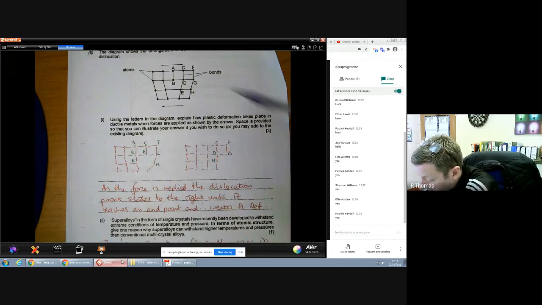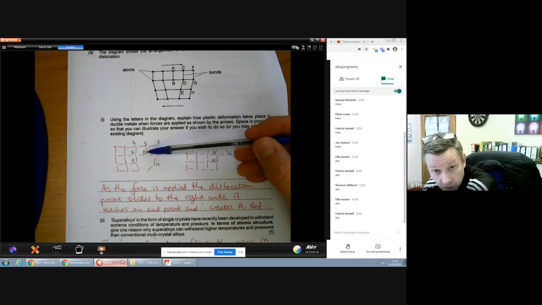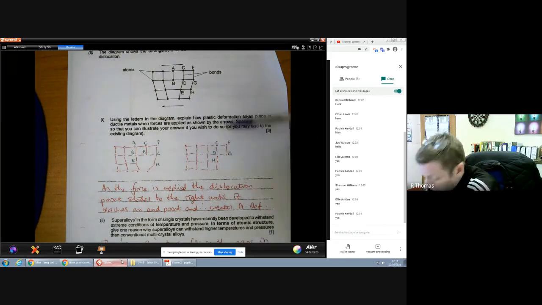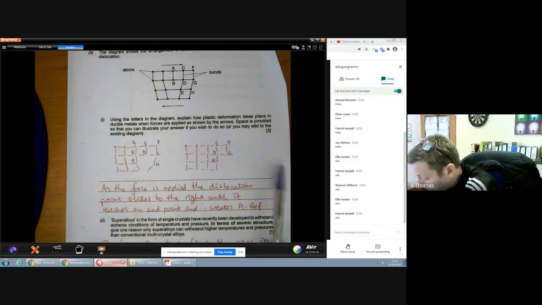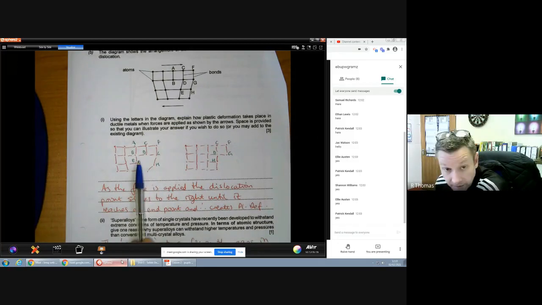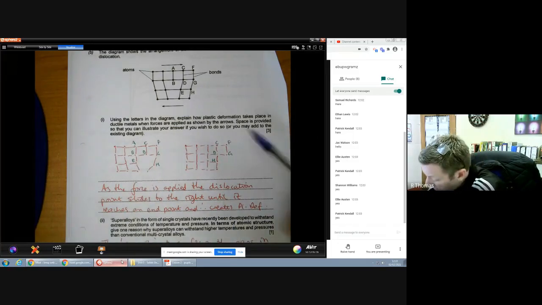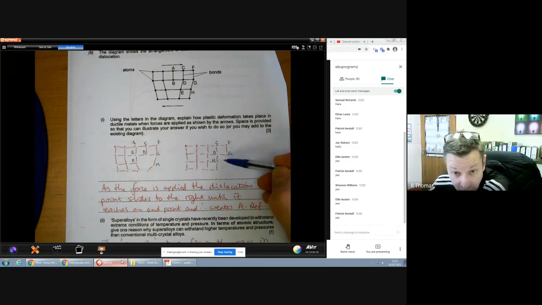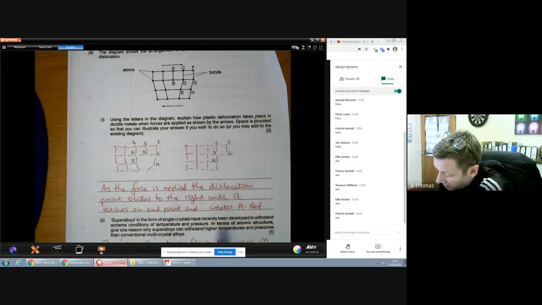And I've done it one more time. I've moved the dislocation over again, and the gap has followed it, and these bonds come over to the left. So you can see now the dislocation is sort of stuck out on the end, hence the change in shape. So those were the diagrams they were looking for to accompany it.